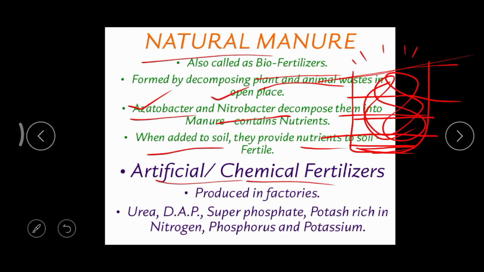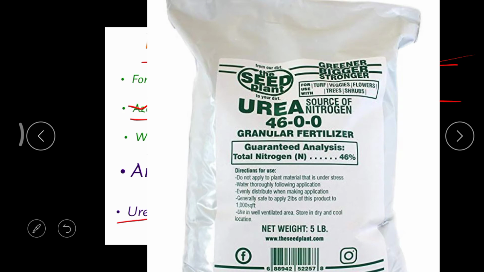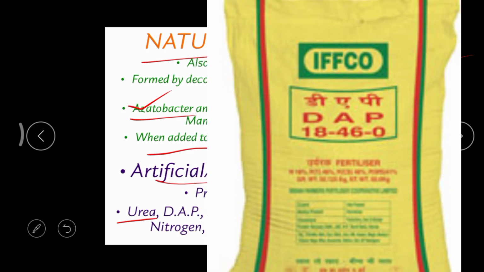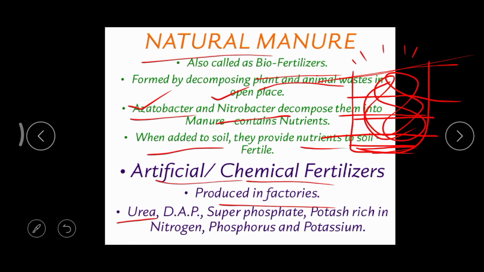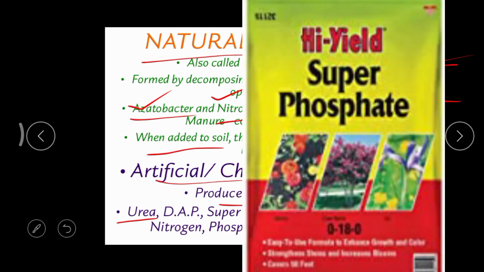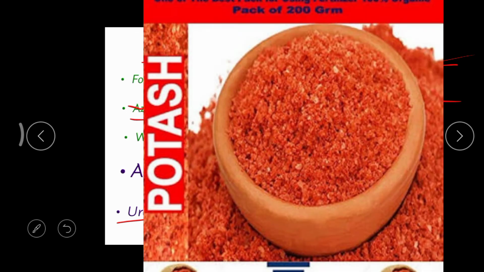Here, where do we produce them? We produce them in factories, that means in very big factories. Generally, you may have heard some words like urea. Have you seen urea? Here you can find the pictures. Say urea. The next, DAP. Not DAB, not our school, but DAP. The next, super phosphate, then potash, right?